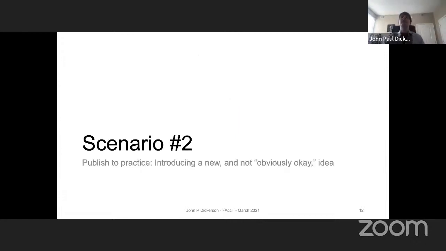I'd like to give an example of a sort of less well-defined problem. So here is an introduction of a new idea. I won't say it's not been thought about before, but it's not a black and white sort of, this is legal, this is not legal, this is ethical, this is not ethical. It's a new idea. So how would that propagate into practice?